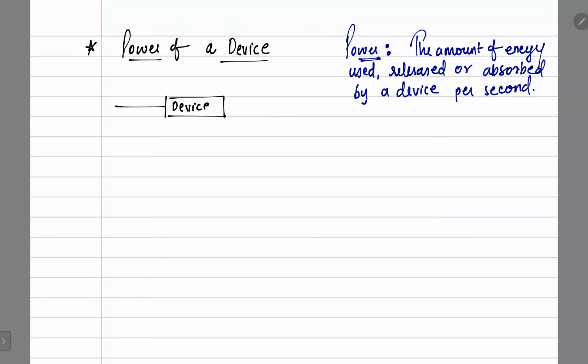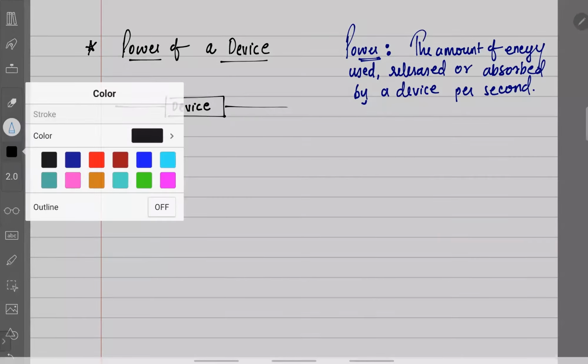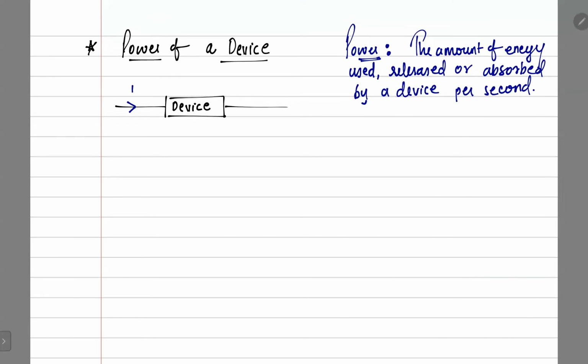It can be anything. It can be a bulb, a geyser, a refrigerator, a tube light, anything. So this is your device. Let's say the current entering the device is I, and the potential difference across the device is delta V. Then this device will be releasing some power P. What is P here? P is basically the power.